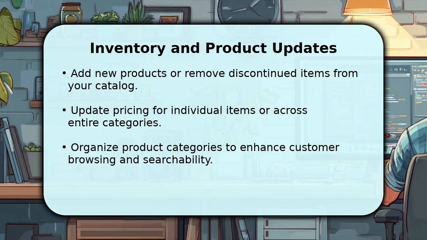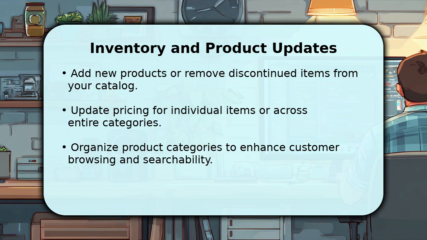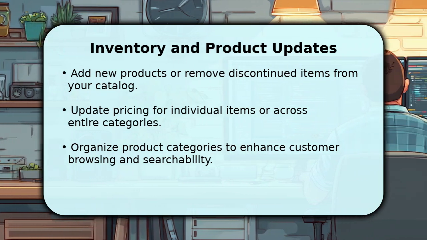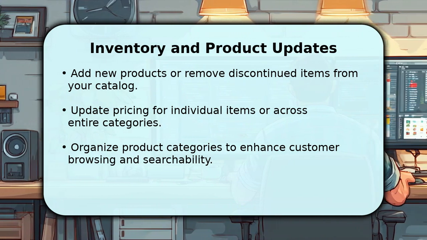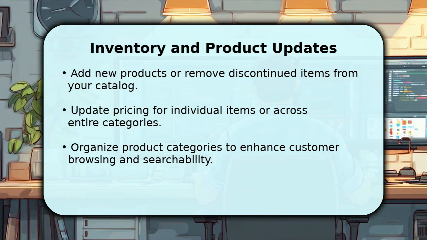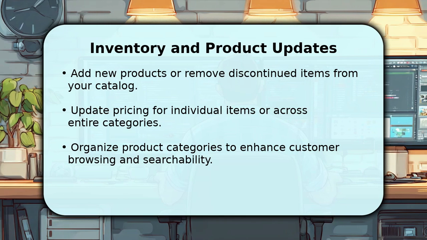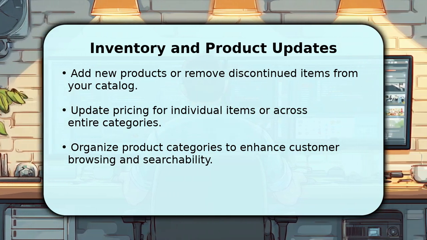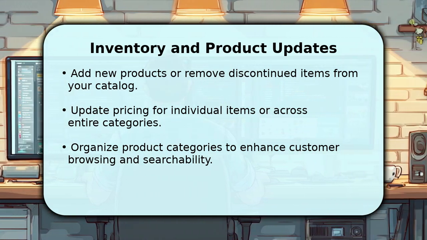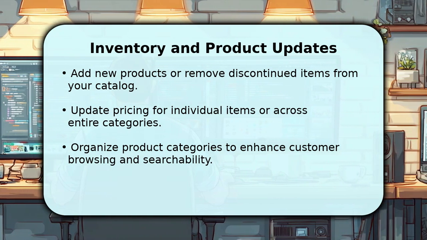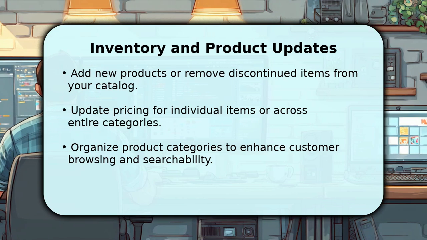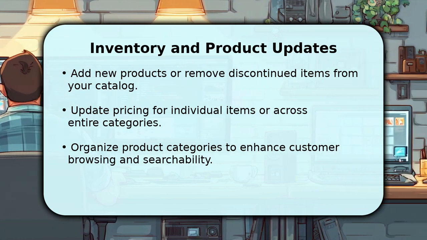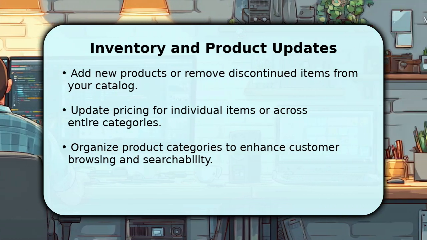Next, let's look at your inventory. You can add new products by uploading details, including high-quality images and descriptions. This section also allows you to update existing product prices or remove items that are no longer available. Efficiently organizing your products into clear categories, for example, fresh produce or dairy, makes it easier for customers to find what they need, improving their shopping experience by a significant margin, perhaps 20%.